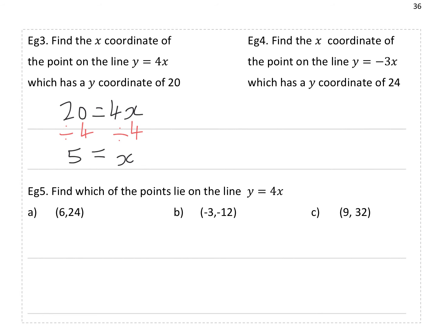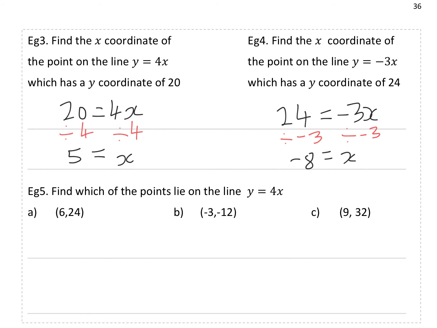Example 4. Find the x-coordinate of the point on the line y equals minus 3x, which has a y-coordinate of 24. So instead of writing y equals minus 3x, we write 24 equals minus 3x. And to find x, we always divide by the number of x's. So in this case, we'll be dividing by minus 3 or negative 3. To do that, think of what 24 divided by 3 is. That's 8. And then a positive divided by a negative is a negative.